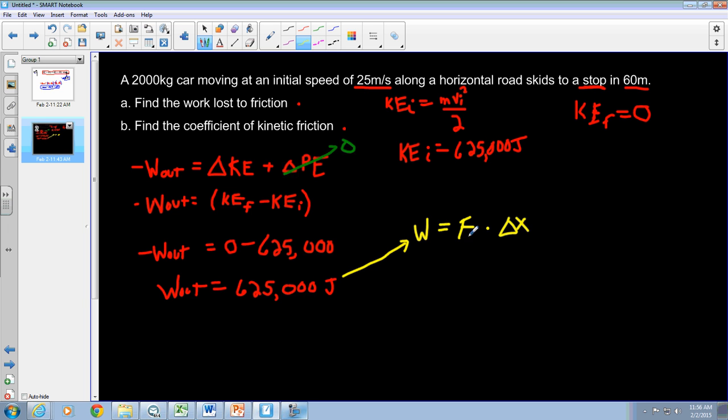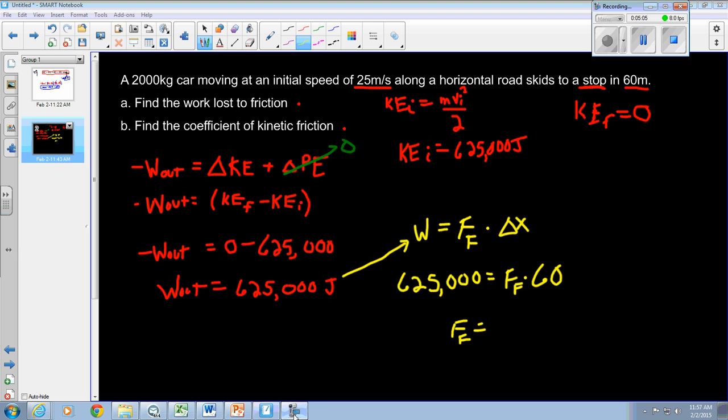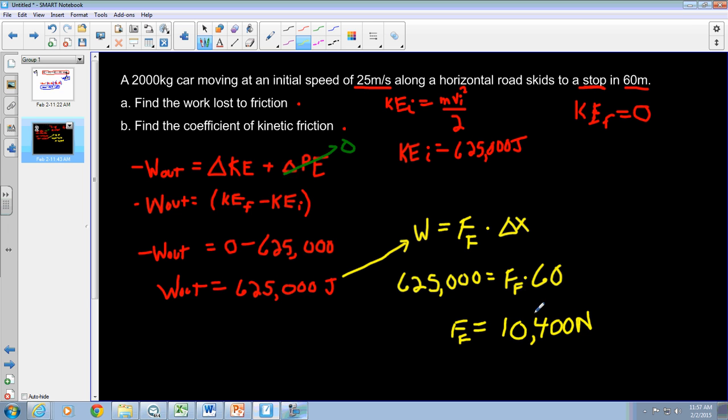The force that is taking the work is friction. So 625,000 joules is equal to the force of friction times 60. So what's the force of friction equal to? Force of friction is equal to 10,400.